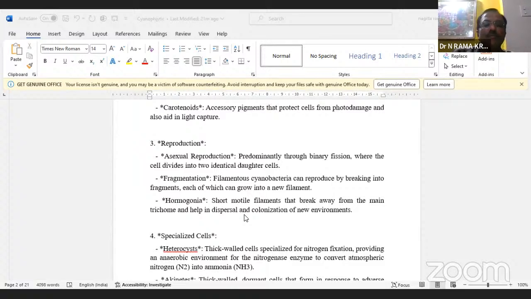Okay. So next one, fragmentation, already you know very well. Breaking into fragments, each of which can grow a new filament, that is fragmentation. And next one, asexual reproduction. Asexual reproduction is binary fission, where the cell divides. Binary fission means, already you know, for example, this is one cell. In favorable conditions it automatically divides into two. That is binary fission. So we call this asexual reproduction.